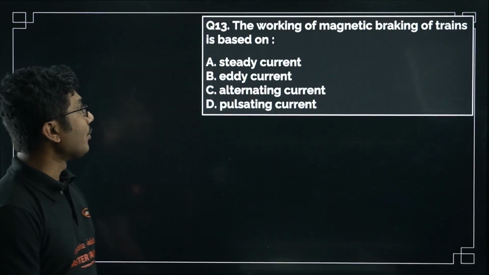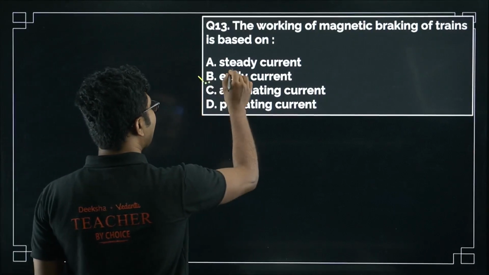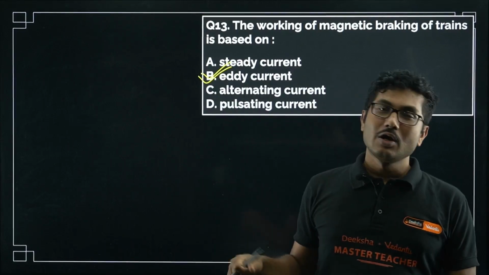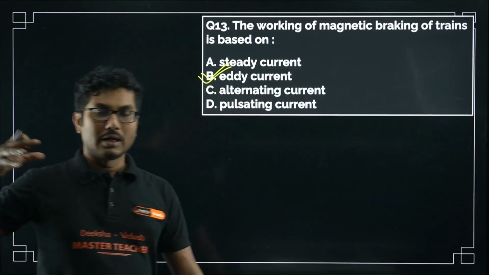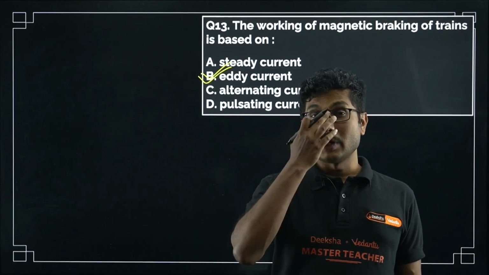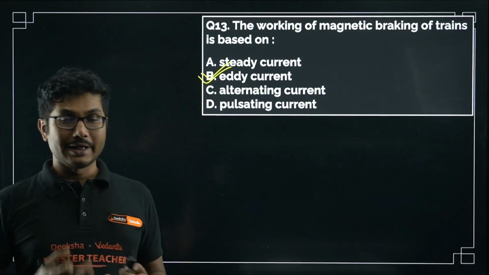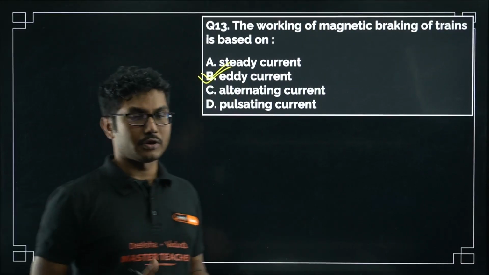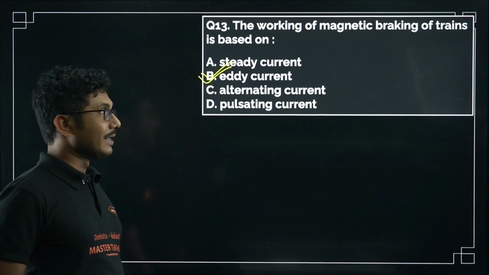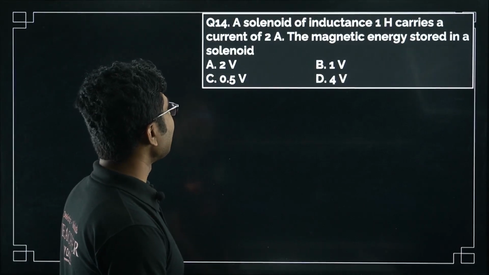Next question. The working of magnetic braking of trains is based on eddy currents. It is the same principle. It is basically the induced current. When you move through a medium having a magnetic field, through a conducting wire, that produces an induced current. That induced current opposes the cause of it, and because of that it stops the train, and this is called eddy current.